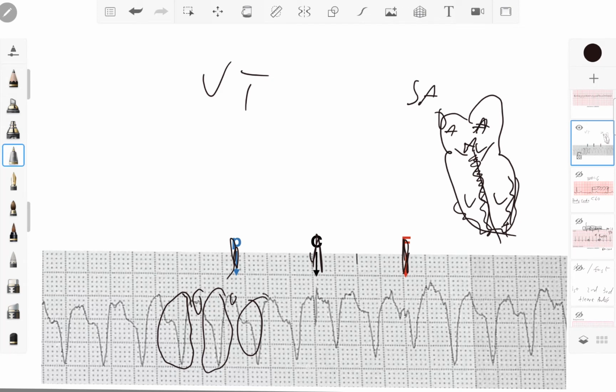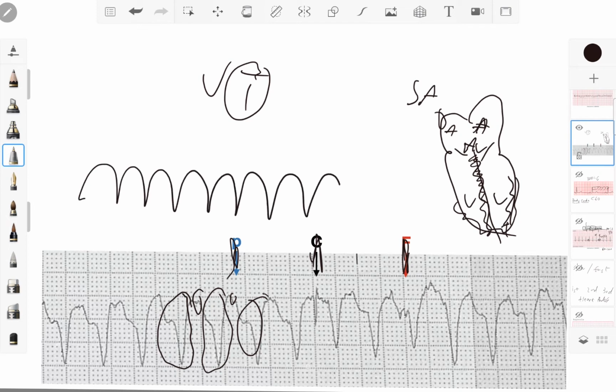This is generally a bit of a slower rhythm, so that's why this is a ventricular tachycardia, because it's fast. It pretty much just looks like this big bounce, and that's just because it's looking like a big ventricular rhythm.